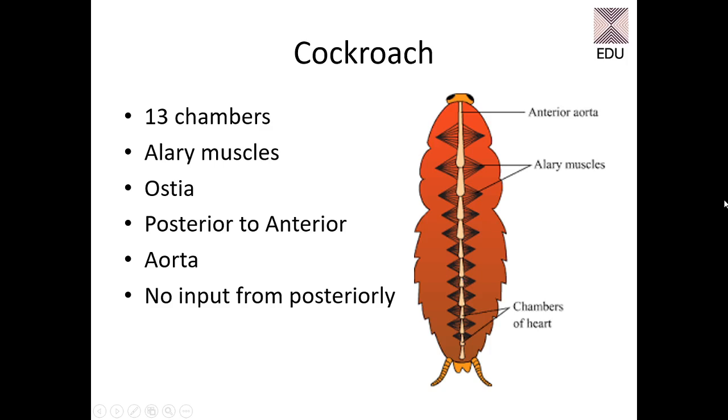The last point is very, very important: there is no input from the posterior chambers, no input posteriorly. That means there is no vein coming towards the posterior chamber. It is closed. It is blind on the posterior end. So the hemolymph can enter the heart only through the ostia of the different 13 chambers. It is pumped again to the anterior side. It comes back and re-enters the heart through the ostia again. So this is the course of circulation in the case of the cockroach.